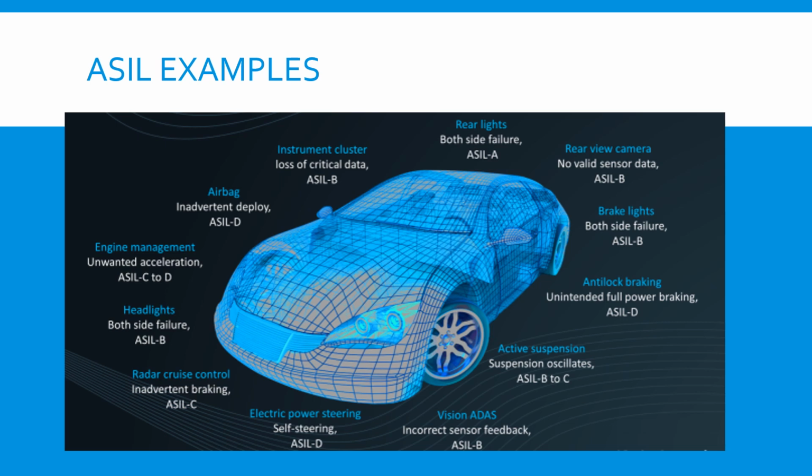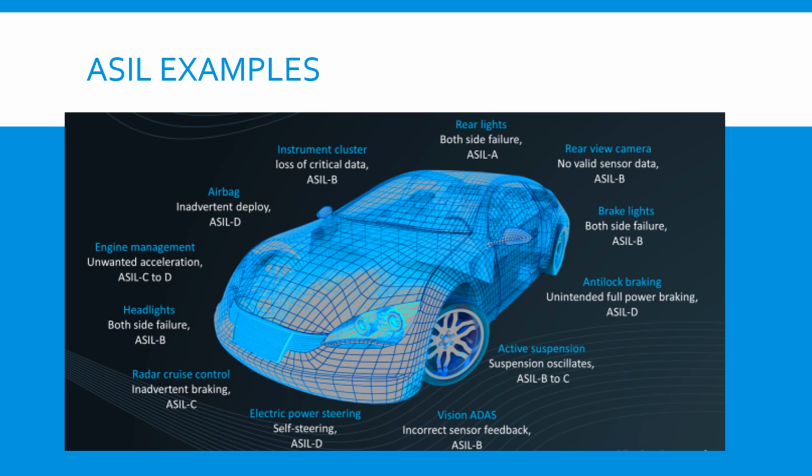So what is the criticality involved, or the ASIL levels involved? For example, if you see anti-lock braking, unintended full power braking is the failure statement, which leads to ASIL level D.